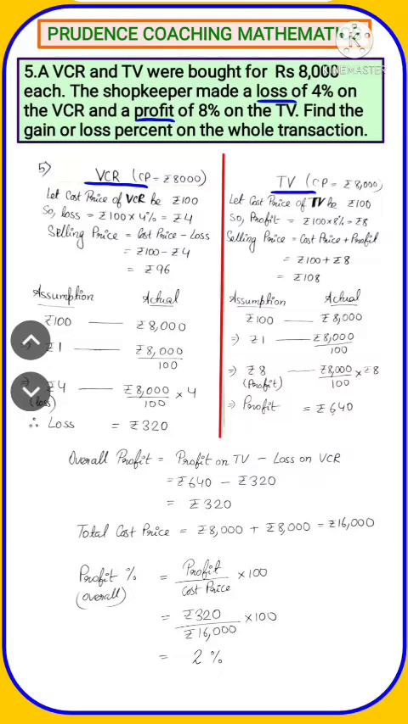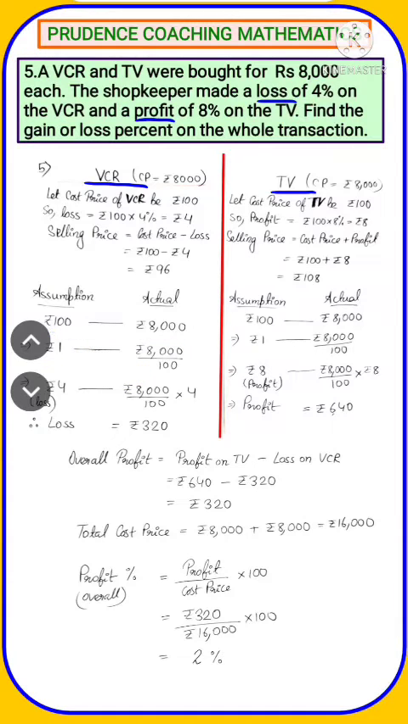Now we will compare the assumption with the actual value to find out the actual loss by selling the VCR. So rupees 100, which we assumed to be CP, is equal to rupees 8,000 in actual. So we can write rupees 100 equals 8,000 rupees. Rupees 1 will be 8,000 divided by 100. We are taking this 100 in the denominator, dividing by 100 to get the value of 1 unit.